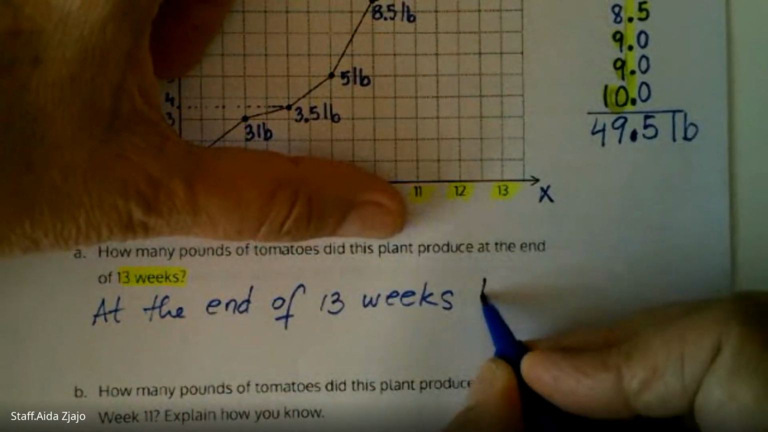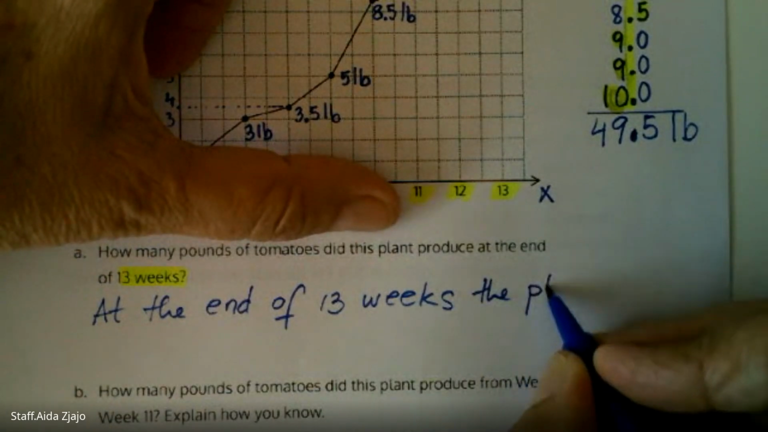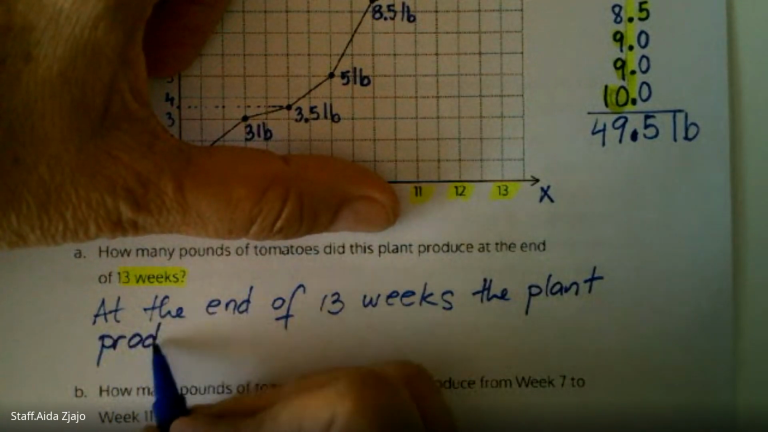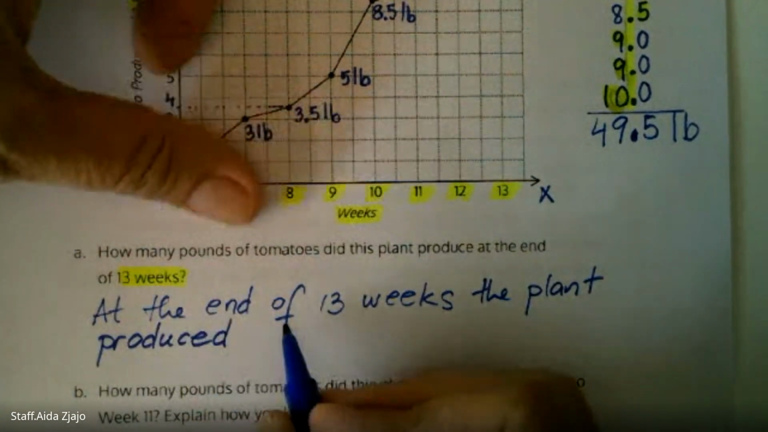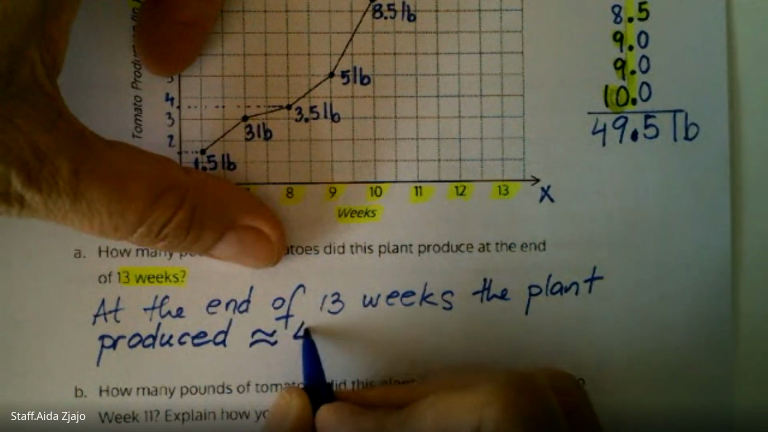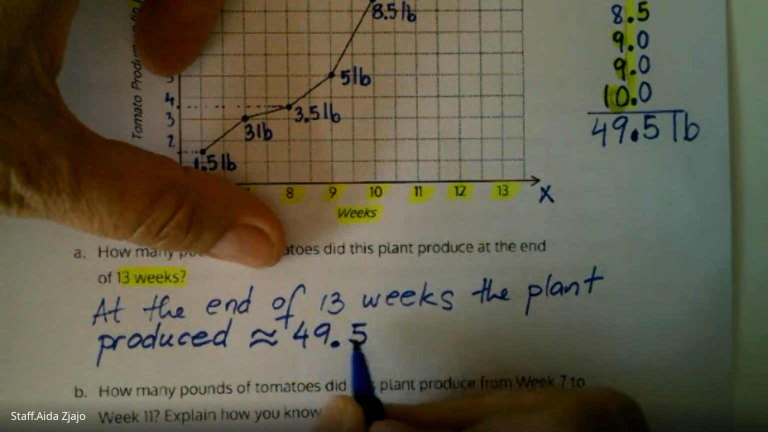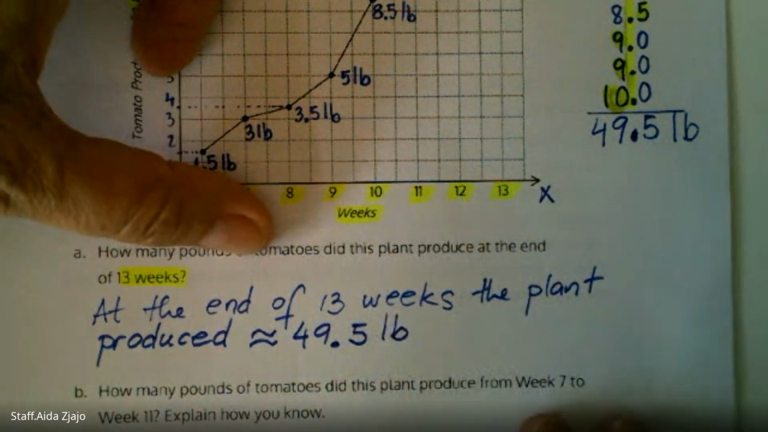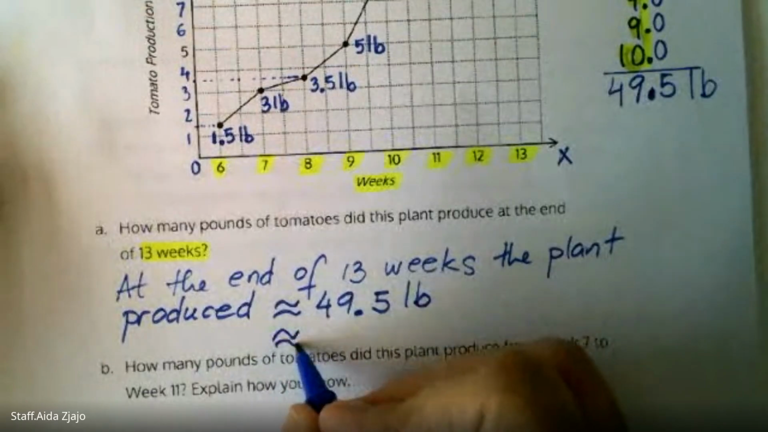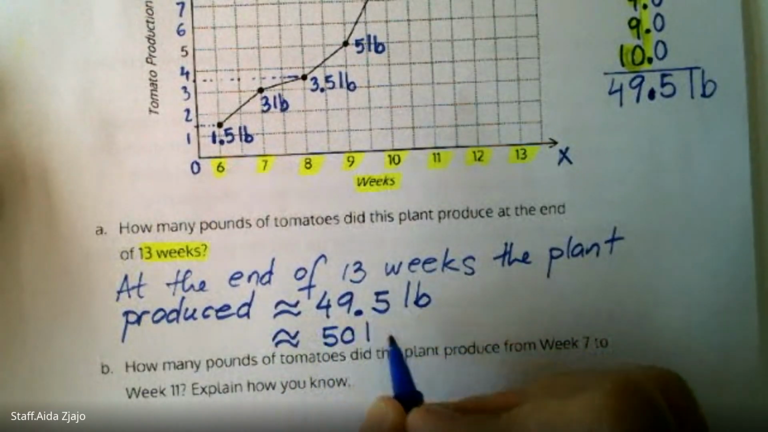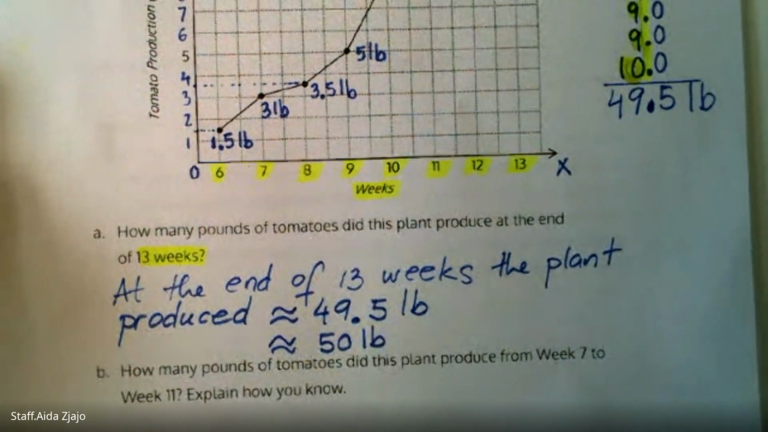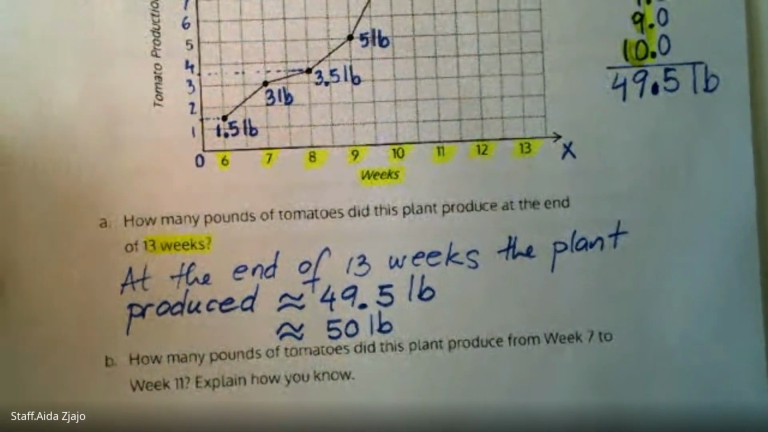The plant produced about 49.5 pounds. We can round that to about 50 pounds. All right. So at the end of 13 weeks, that was the question.